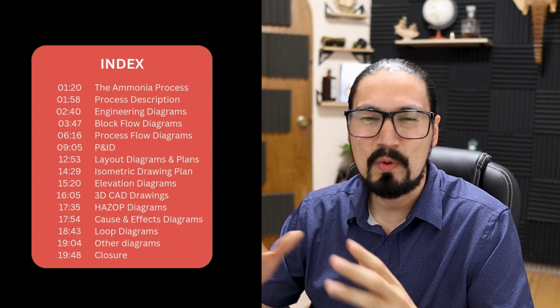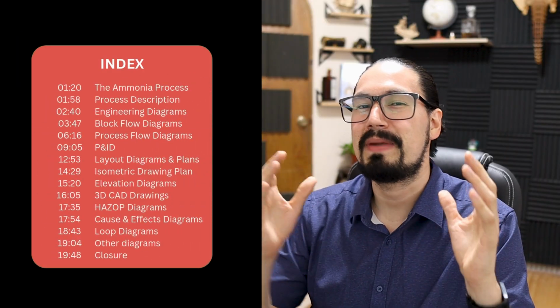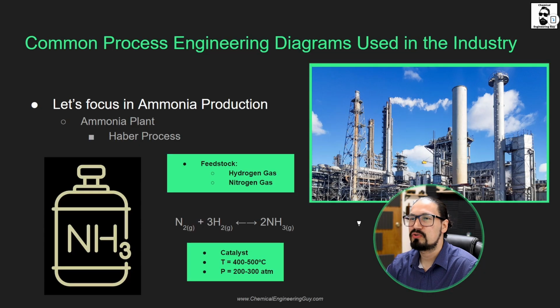And before we even continue guys, I just want to refresh the ammonia process because I'm pretty sure that many of you may know it by heart. It's by far one of the most common examples used in the chemical industry. But if you're not quite familiar, make no worries, we're going to be checking this out. Let's focus our attention on the ammonia production plant.